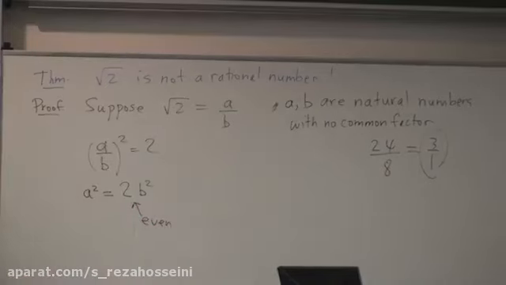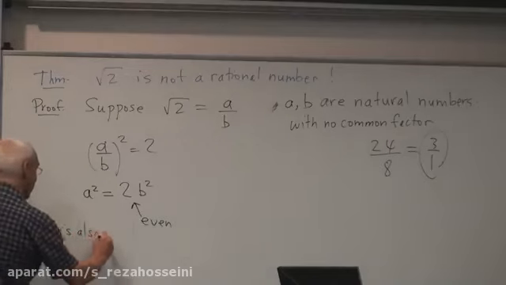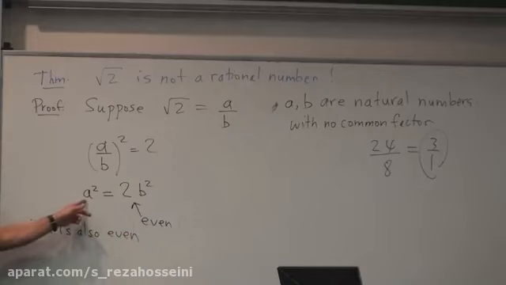What does that tell us about a? Well, if a was odd, then a squared would also be odd, because the square of an odd number is an odd number. So there's no way that could happen. So it must be that a is also even. Since the right-hand side is even, a itself must be even.